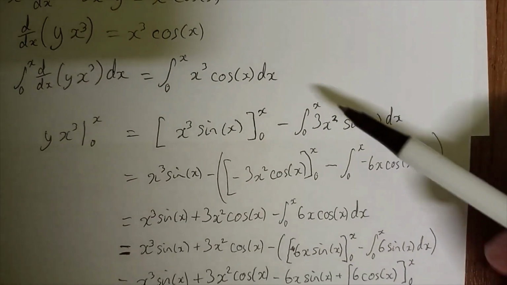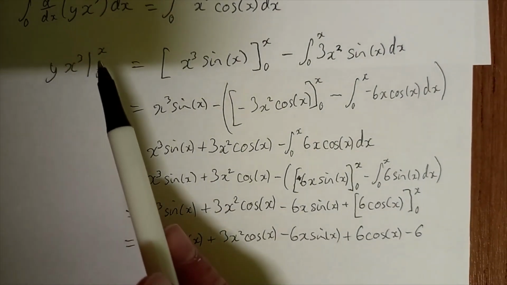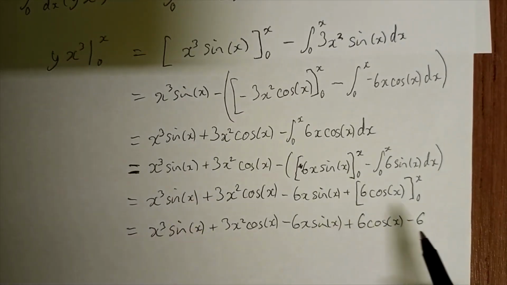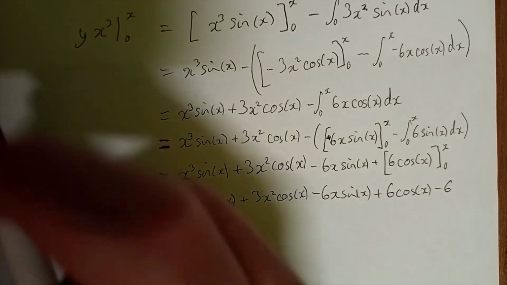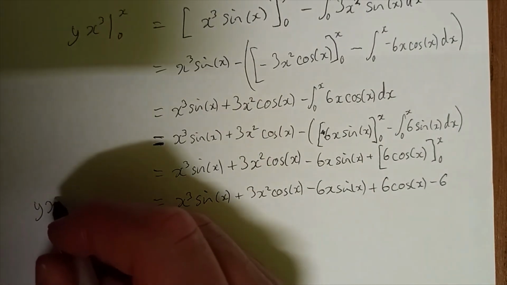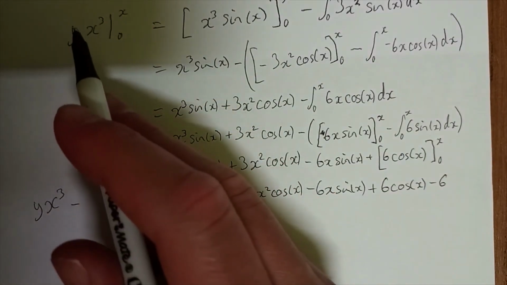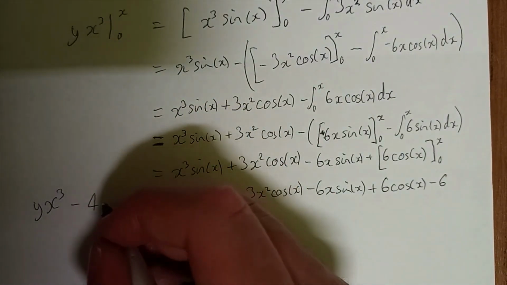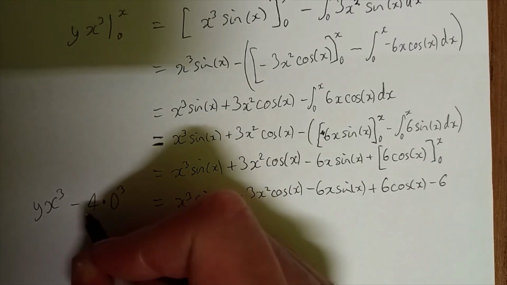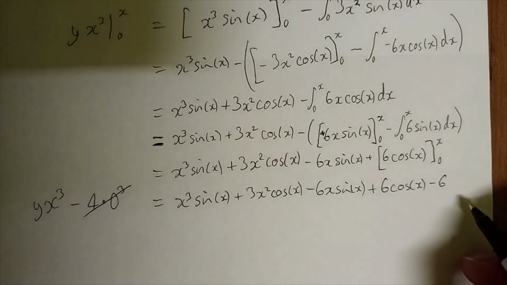So after repeated use of integration by parts, we end up with y x cubed evaluated at x minus y x cubed evaluated at 0 will equal this expression here. So I'll just write out the left hand side. So y times x cubed minus, now y evaluated at 0 is 4. So 4 times 0 cubed. So this term here is just going to be 0. It's just going to vanish. So we'll end up with y times x cubed equals this expression on the right here.